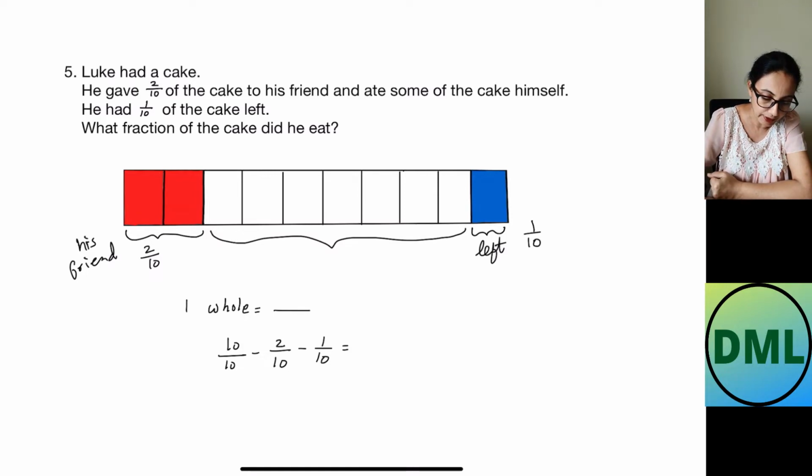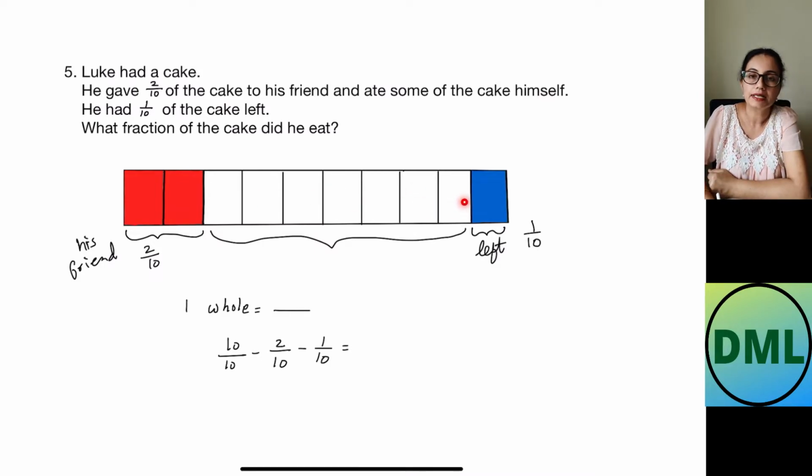I need to find out how much he ate himself. As you can see, 1, 2, 3, 4, 5, 6, 7 parts. These 7 parts I need to write down in the form of a fraction. How to write it down? Total number of parts, how much? Total number of parts is 10. Let's write down 10 in the denominator. How many parts are unshaded? 1, 2, 3, 4, 5, 6, 7 parts are unshaded. Let's write down 7 in the numerator.